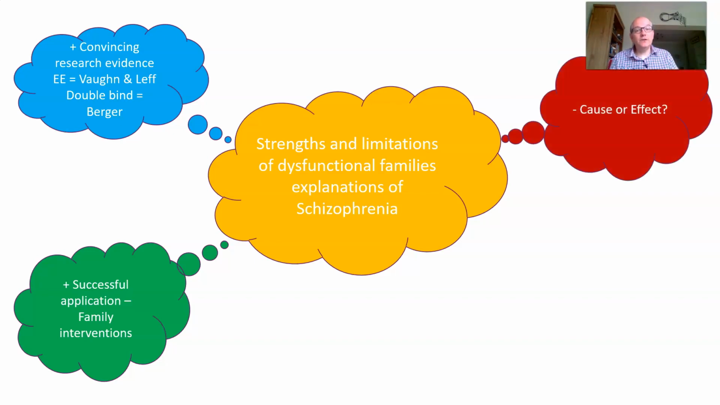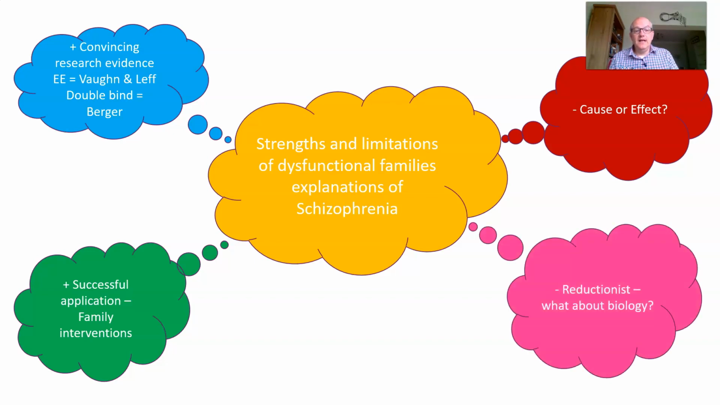Cause and effect is an issue. Is a high EE environment the cause of schizophrenia or the result of schizophrenia? And reductionism, our favourite old one there. Is it too simplistic just to focus on one area? Are we missing some important things out? And I put on there, what about biology? Because that obviously with schizophrenia plays a big part.